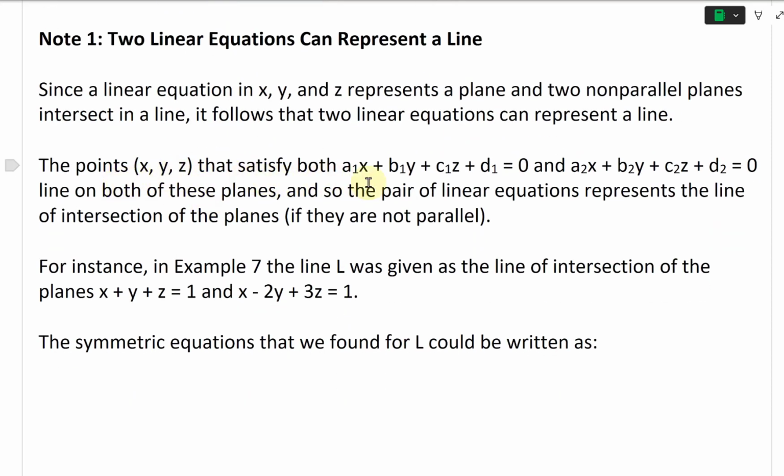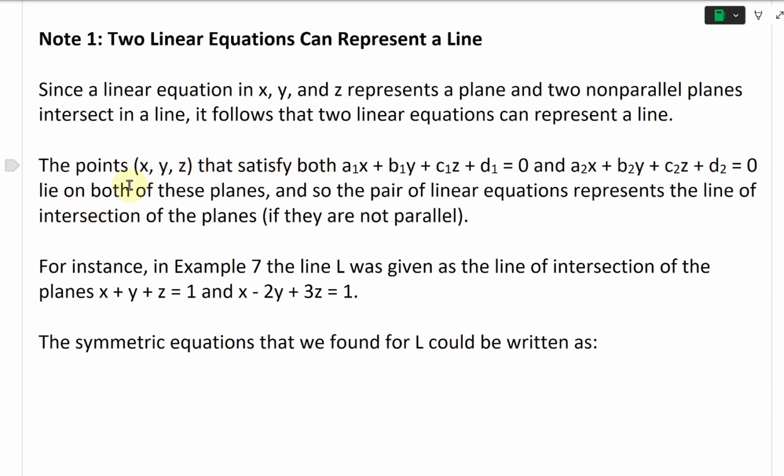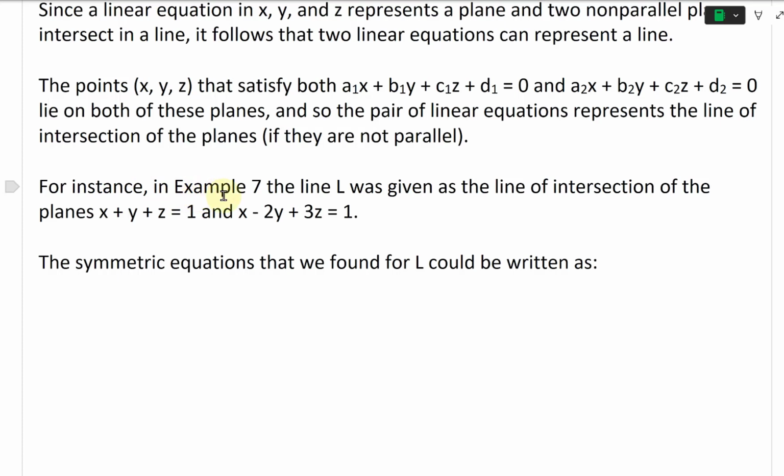So the points x, y, z that satisfy both a1x plus b1y plus c1z plus d1 equals 0, and a2x plus b2y plus c2z plus d2 equals 0. These are linear equations. So the points x, y, z that satisfy both these linear equations lie on both of these planes, and so the pair of linear equations represents the line of intersection of the planes if those planes are not parallel. For instance, in example 7, the line L was given as the line of intersection of the planes x plus y plus z equals 1 and x minus 2y plus 3z equals 1.